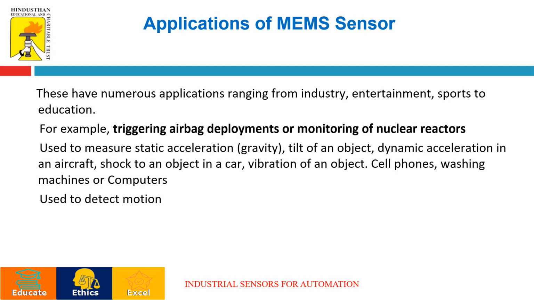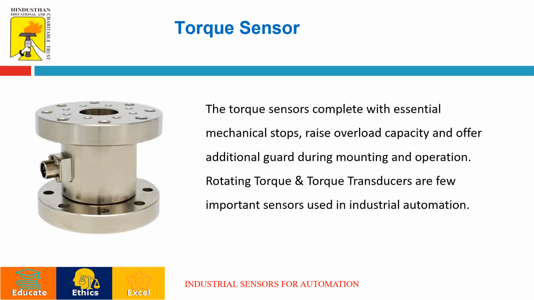Also the nuclear reactor. The nuclear reactor should always have a contained fissionable reaction. If it goes uncontrolled, then it will go to non-linearity, and if non-linearity happens in nuclear reactors, that is also dangerous. Same for the airbag deployment. It is used for measuring static acceleration, gravity, and also dynamic acceleration, shock and vibration. Cell phones, washing machines, and computers are also other applications. It is used to detect motion.